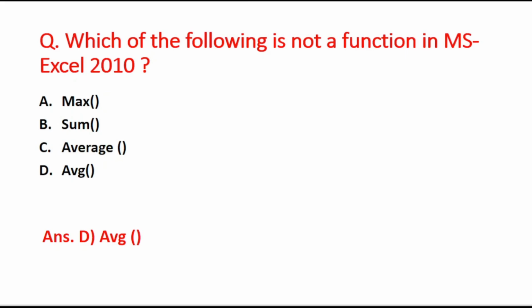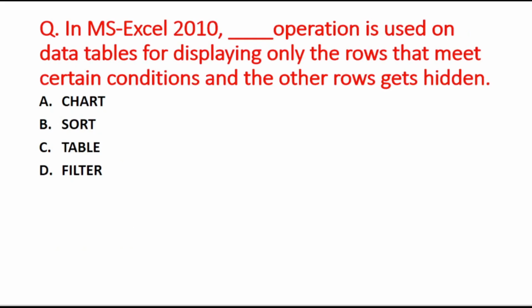Now the next question is in MS Excel 2010, blank operation is used on data tables for displaying only the rows that meet certain conditions and the other rows get hidden. A option is chart, B option is sort, C option is table and D option is filter. So the right answer is option D, that is filter operation.